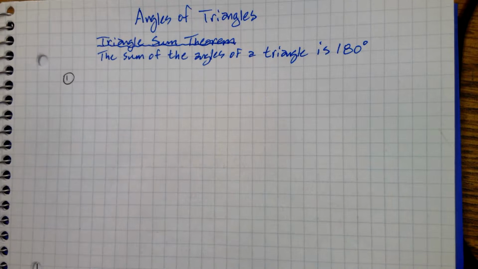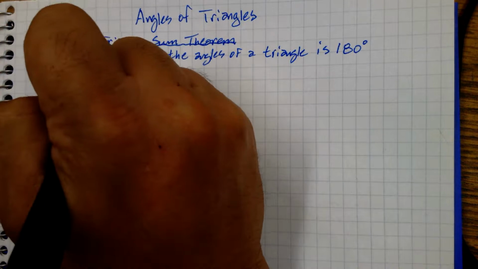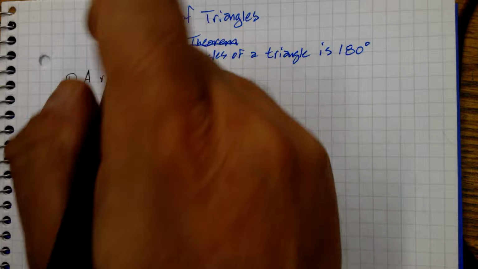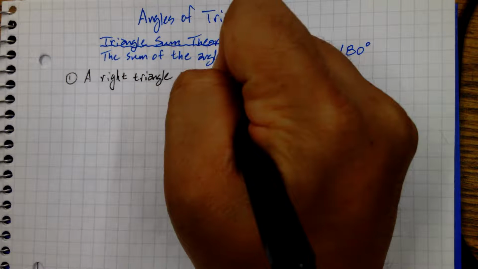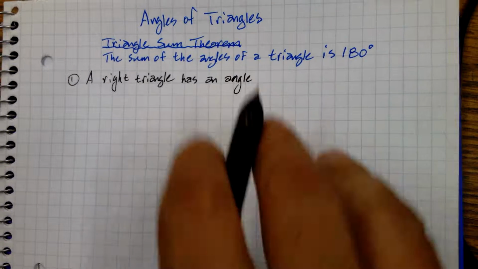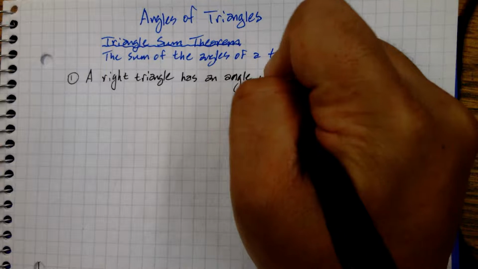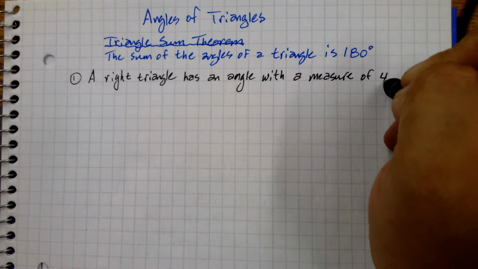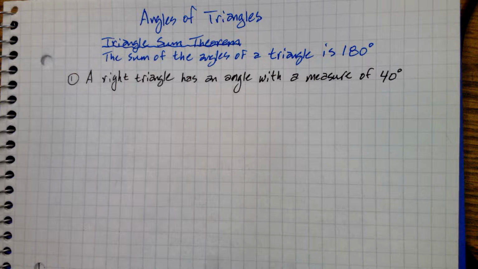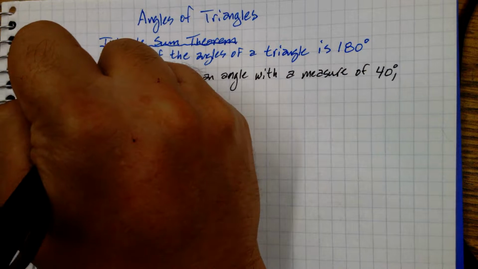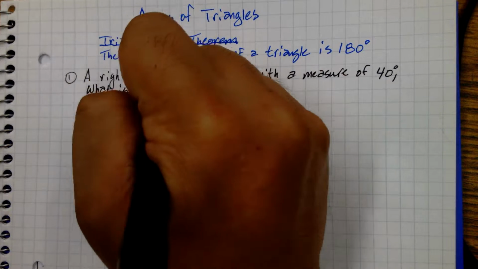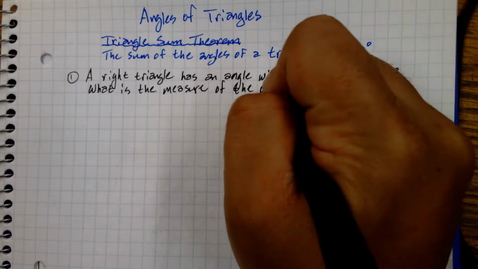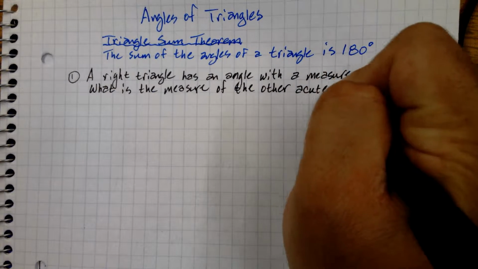Here's our first question. A right triangle has an angle with a measure of 40 degrees, comma, what is the measure of the other acute angle?